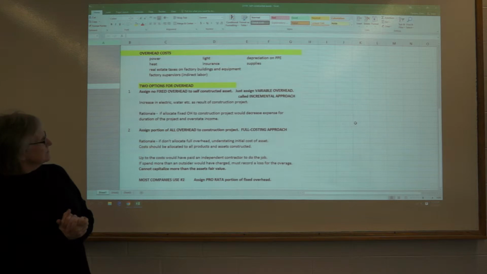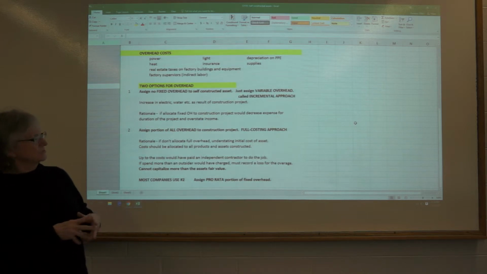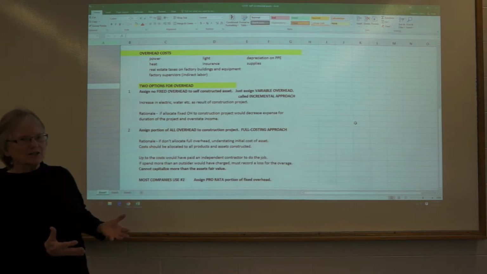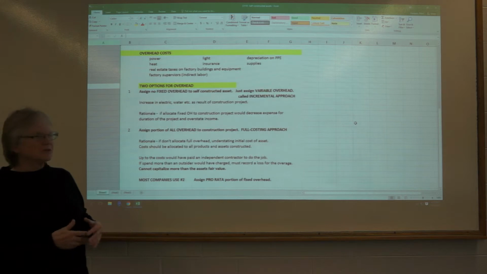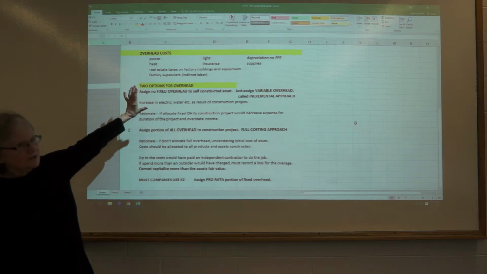The other way to do it is the full costing approach, and here they come up with a percentage of all of their overhead to assign to this particular self-constructed asset. The rationale: if you don't allocate some of that overhead, then you're understating the actual cost of the asset, because those resources, some of them went into the construction of that building. Okay, so most companies are going to use the full costing approach, some will use this.